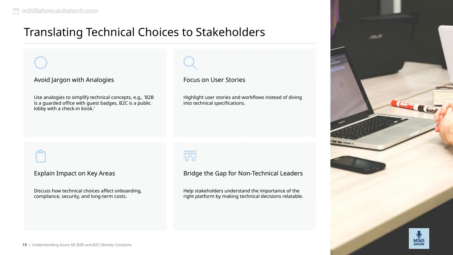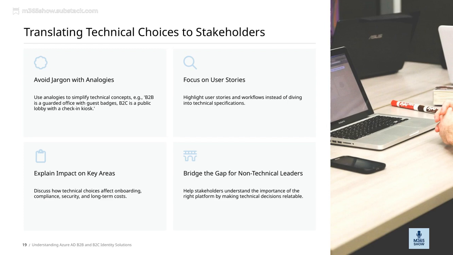It's also important to highlight the effect on key user stories and workflows. Instead of diving into complex technical specifications, focus on how these solutions affect the user experience, such as how new users sign up or how secure access is managed. Using analogies can really help simplify concepts. For example, you might say B2B is like a guarded office building with guest badges, where access is tightly controlled. B2C, on the other hand, is more like a public lobby with a check-in kiosk, open, accessible, but still managed securely. These kinds of comparisons make the differences clear and relatable. Lastly, avoid overwhelming your audience with jargon. Instead, use simple, familiar analogies to convey complex ideas.